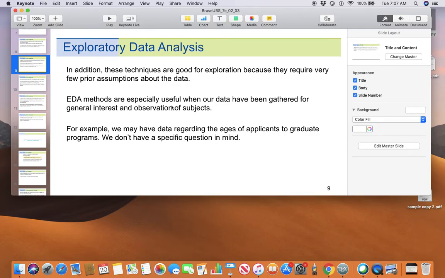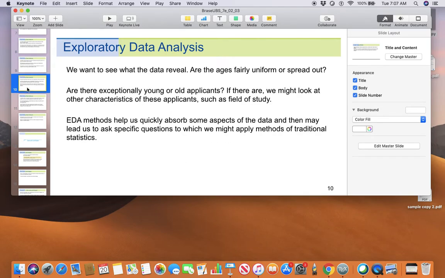EDA methods are especially useful when our data have been gathered for general interest and observation of subjects. For example, we may have data regarding the ages of applicants to graduate programs. We don't have a specific question in mind, not yet, right? Now, we want to see what the data reveal. Are the ages fairly uniform or spread out? Are there exceptionally young or old applicants? If there are, we might look at other characteristics of these applicants, such as field of study.